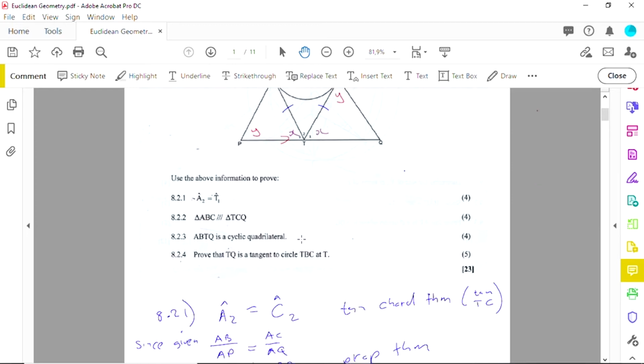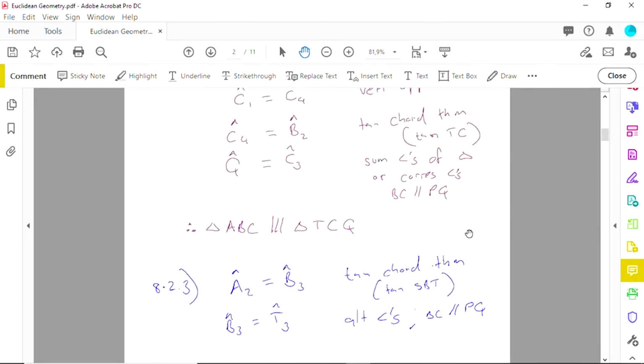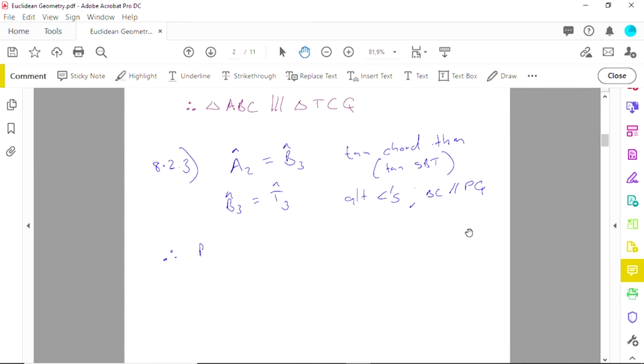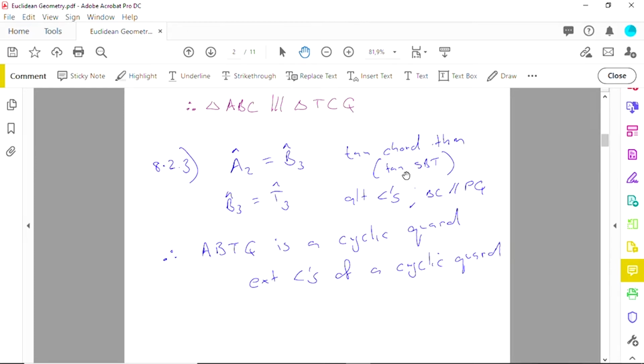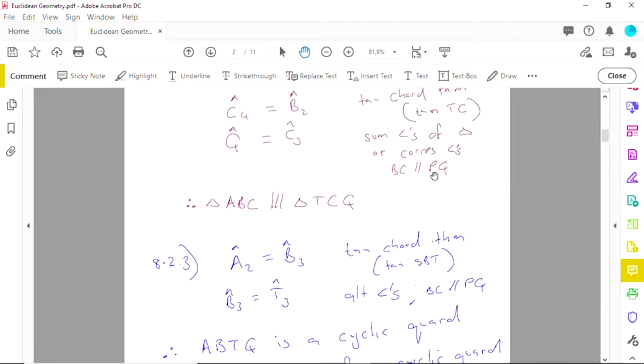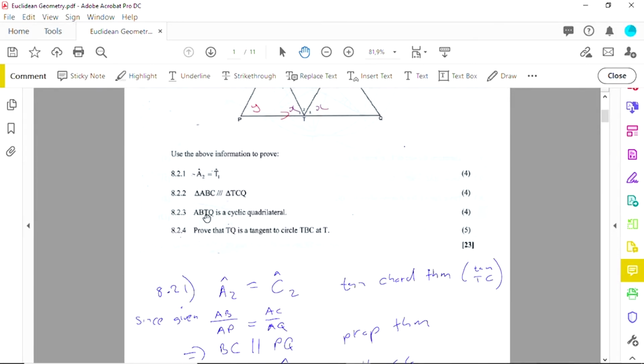Therefore, ABTQ is a cyclic quad. Reason? Exterior angles of a cyclic quad. Exterior angles equals interior angles of a cyclic quad. So we have proven 8.3.2.